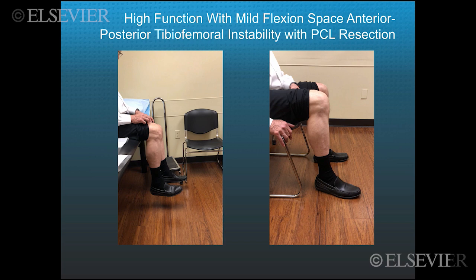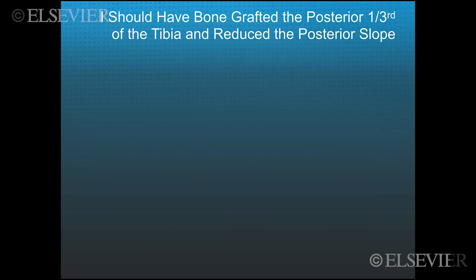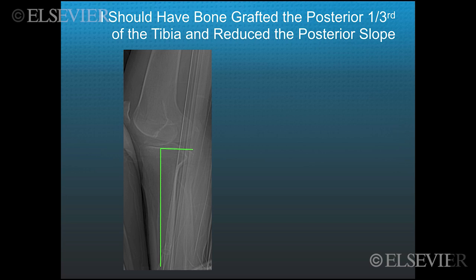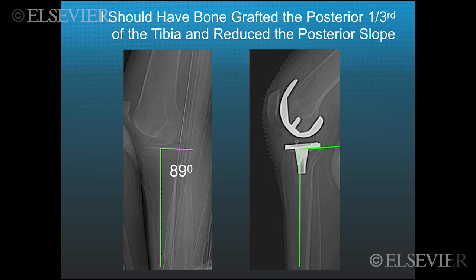So that's my message. If you find that your flexion space is too loose, then decrease the slope, and that may give you some compensation. So I think I should have bone grafted, in this case, the posterior 1/3 of the tibia to reduce the posterior slope. And this is an example of a different patient, but there's a native slope on the contralateral side, 89 degrees, and then here we actually did a little reverse slope where we bone grafted the posterior third of the tibia after we made our first cut, and this then tightened the flexion gap and gave us a good outcome.